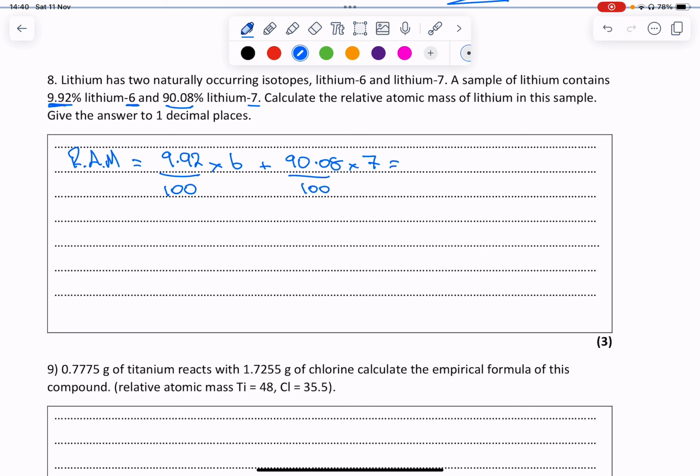So if I plug this into my calculator, which I'm doing while I'm speaking to you, let's do... divided by 100, we're getting an answer here of 6 point... I'm going to write exactly as on my calculator, 6.9008. But again, this question wants me to do to one decimal place. So this is my one decimal place. So my answer is going to be 6.9.